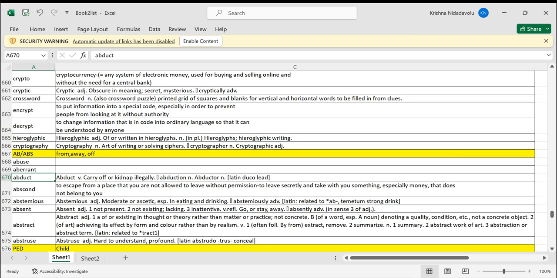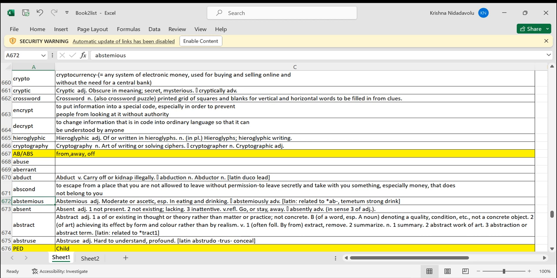Abscond. Abscond is to escape. To escape in secret. They discovered the next morning that their guest had absconded with most of the gold. The guest who was staying there at their home, he ran away. He left in secret. Ab is away. Going away. Abscond is going away in secret.